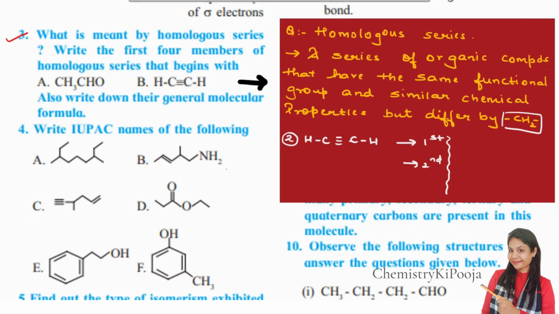So I'm going to write down this group as it is. This is C triple bond C, H. You add one more carbon to it. Lastly, I'll balance it.